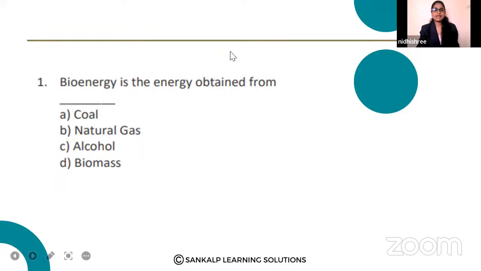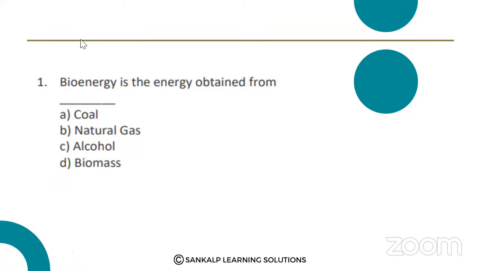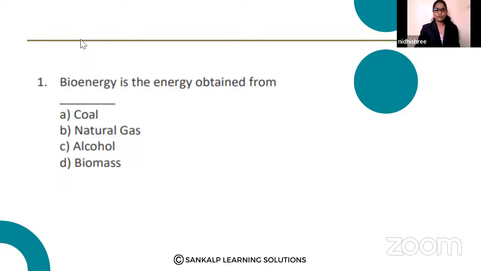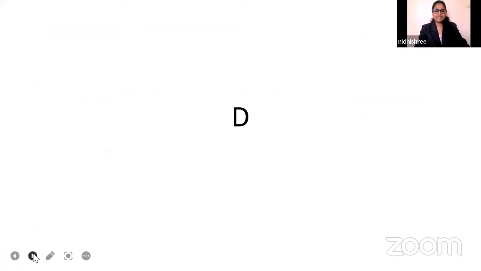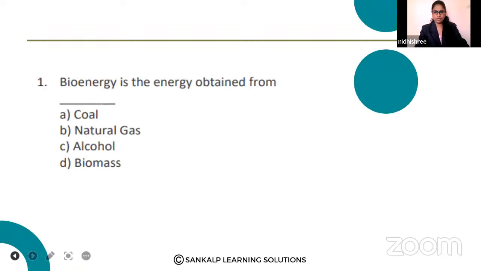Bioenergy is the energy obtained from. So they asked how we will get bioenergy. Okay, most of you answered it correctly, and from the YouTube students, the answer is option D, biomass. Very good. The right answer is option D, and that is biomass. Can anyone define biomass? What do you mean by biomass? Don't say any mass of biology is called biomass. What is biomass, anyone?